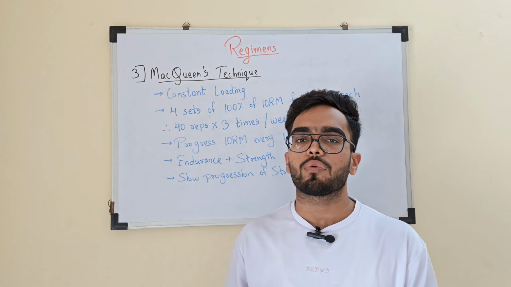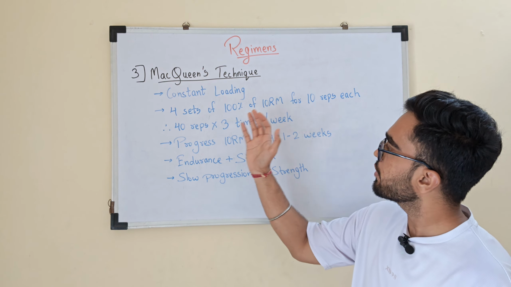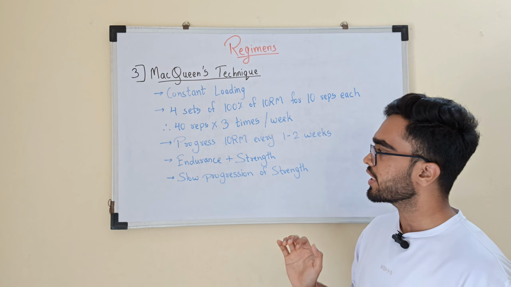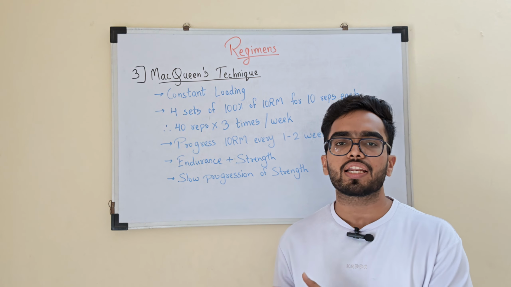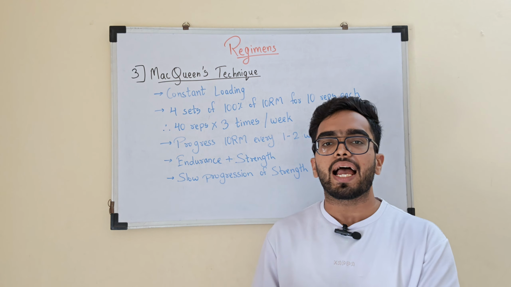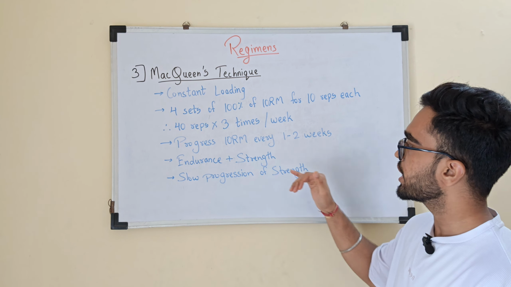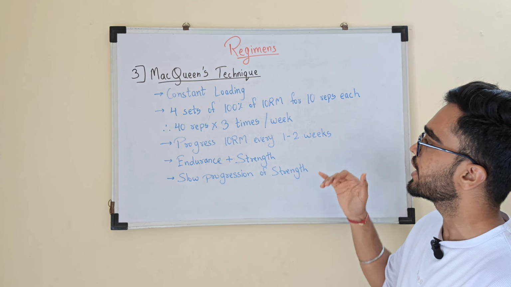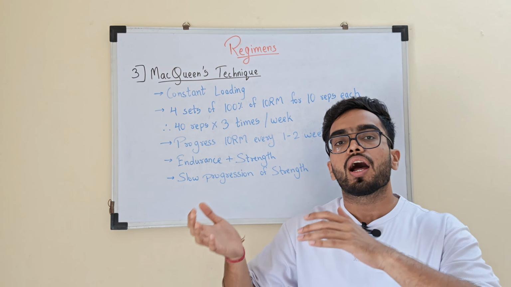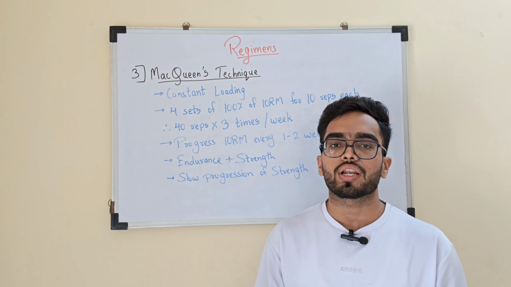This is a constant loading type of regimen. In this we have 4 sets of exercises in which we give 100% of 10 RM for 10 reps each. Okay, so 40 reps 3 times per week, and we progress the 10 RM after every 1 to 2 weeks. In this type of technique, there is increase in the endurance as well as the strength of the individual. So therefore there is slow progression in the strength as the 10 RM for each set is maintained. We don't progress it from 50%, 75%, 100%. We only give 100% of the 10 RM only. So it can be used in maintenance programs.